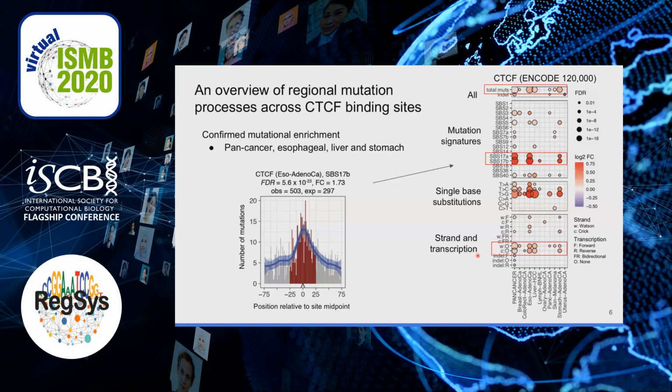And so this is just an overview and confirmation of CTCF binding site mutation patterns and enrichments. We showcase how RM2 can refine previously documented patterns by analyzing these additional subclasses of mutations.